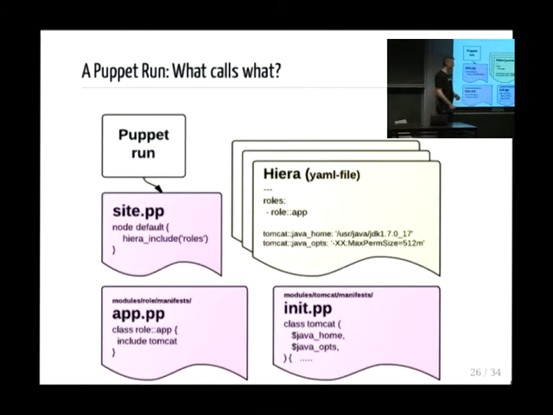So at my Tomcat module it will load the class Tomcat, and it has a few parameters, Java Home and Java Opts. So it will look into Hiera for the key tomcat::java_home, and it finds this value. So this value will be used as the class parameter.